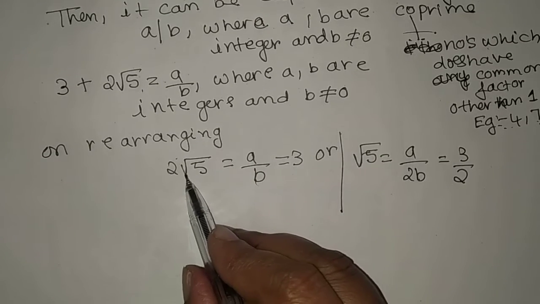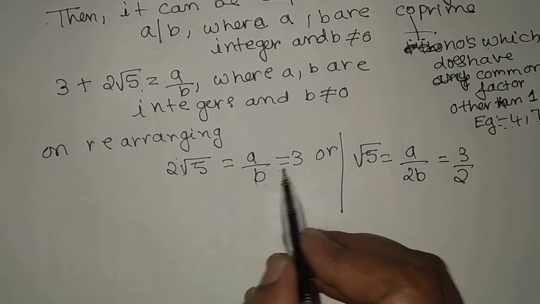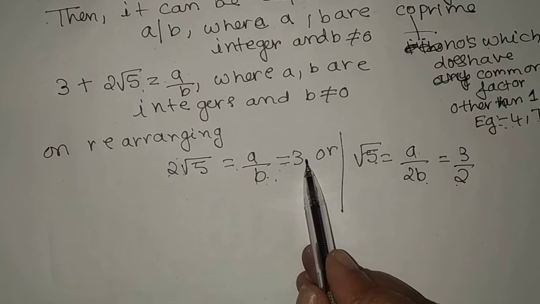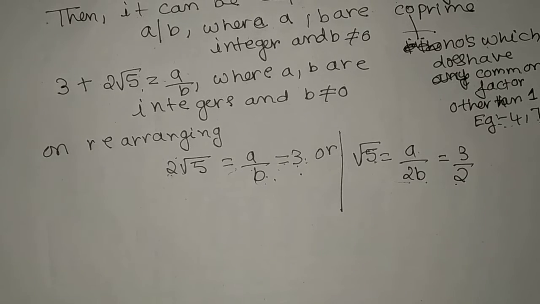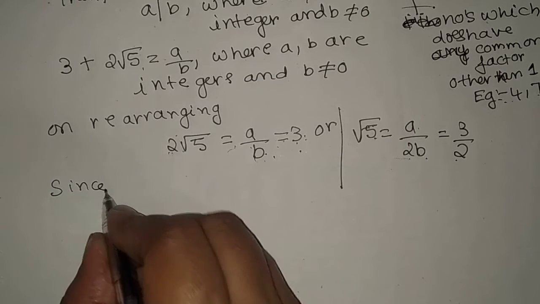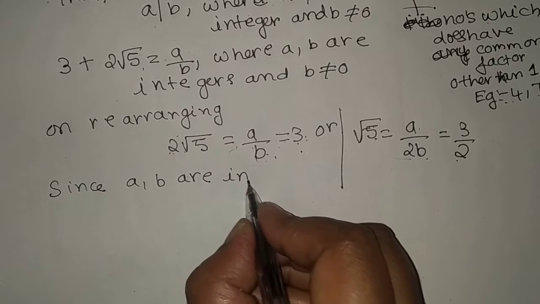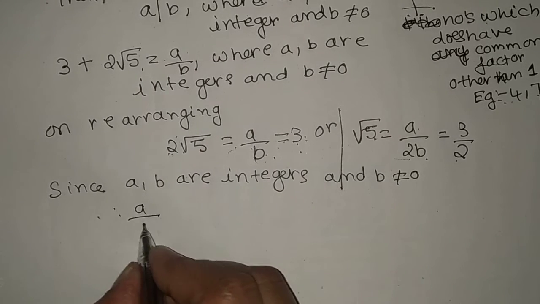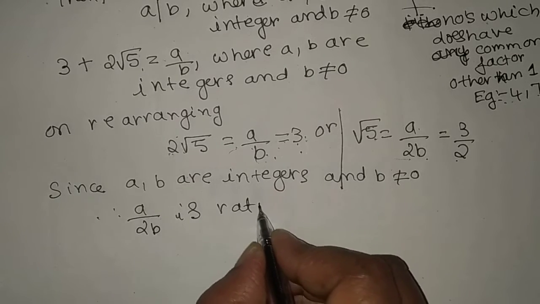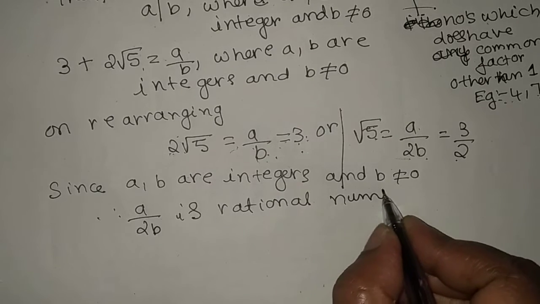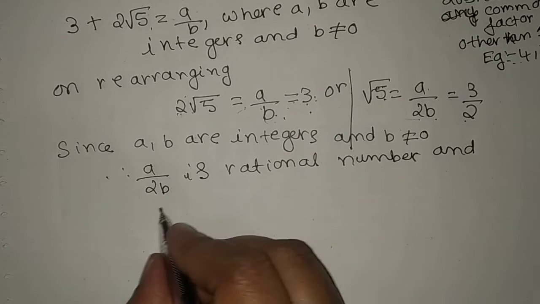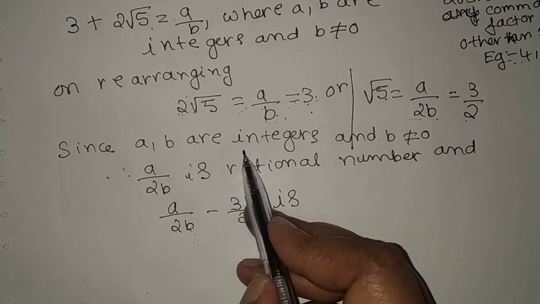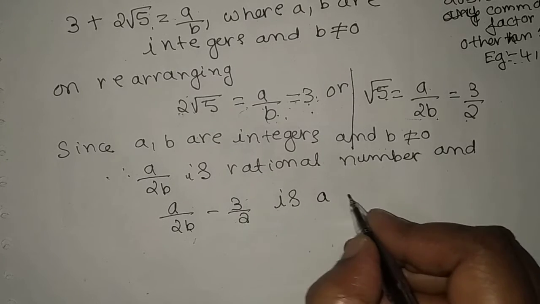This can be rewritten like this. First write 2 root 5 is equal to a by b minus 3, or we can write root 5 is equal to a by b minus 3 divided by 2, so this 2 comes here and also here. So the next step is, since a, b are integers and b not equal to 0, therefore a by 2b is a rational number, and a by 2b minus 3 by 2 is also a rational number, since a, b are integers and b not equal to 0 in both cases.